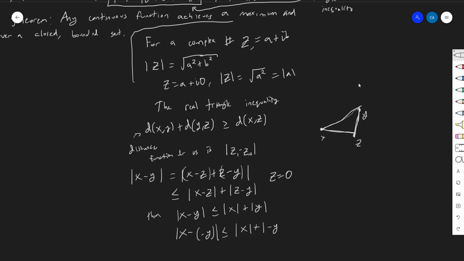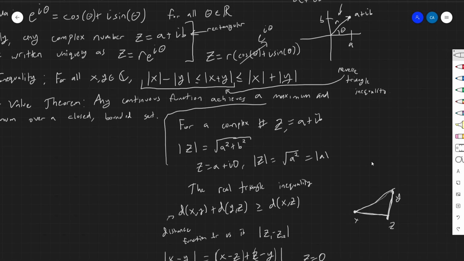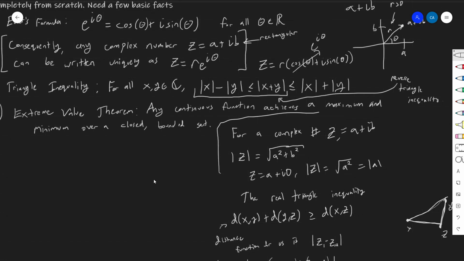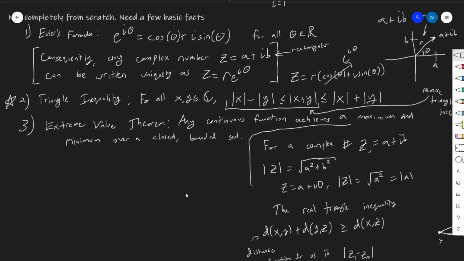And you can see we're making a statement about a triangle here. And so that's why it's called the triangle inequality. Probably more information than anybody cares about, but I'm trying to do this as much from scratch as possible. Obviously, I can't prove this right now. That would require some calculus. Not a lot, but some.